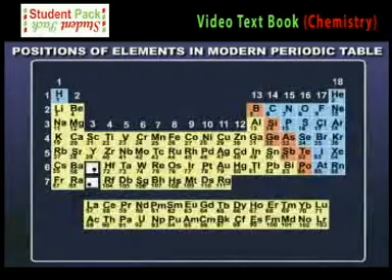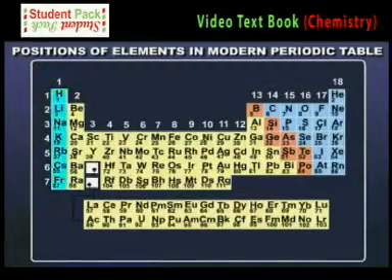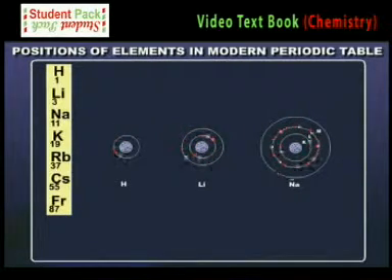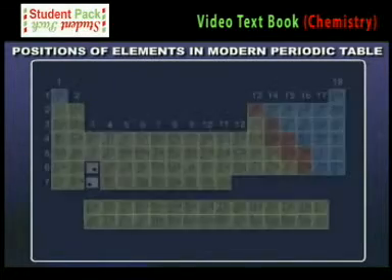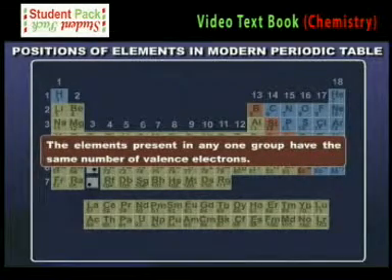The modern periodic table has 18 vertical columns, known as groups, and 7 horizontal rows, known as periods. Take a look at group 1 of the modern periodic table. You will notice that all these elements contain the same number of valence electrons. Similarly, you will find that elements present in any one group have the same number of valence electrons.